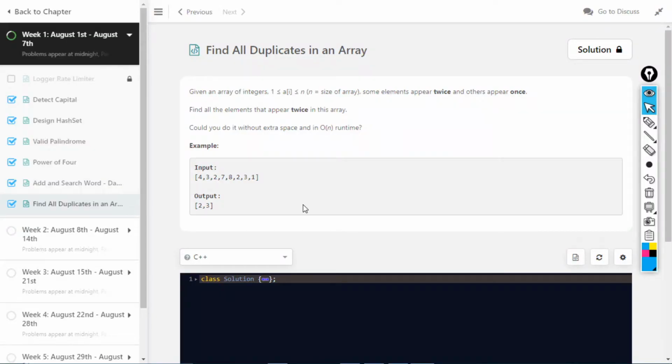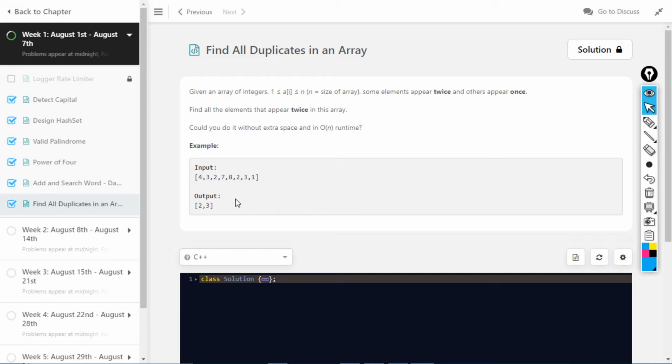So in this video we will discuss the sixth question of the August LeetCode challenge. Our question is find all duplicates in an array. We are given an array in which all the elements either appear once or appear twice. We have to find a new array of all the elements which occur twice.